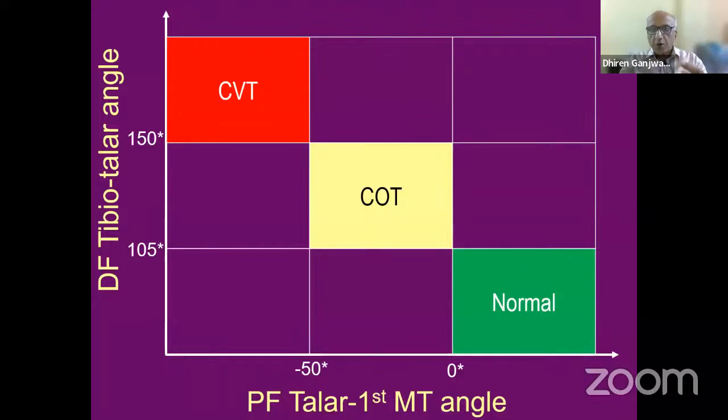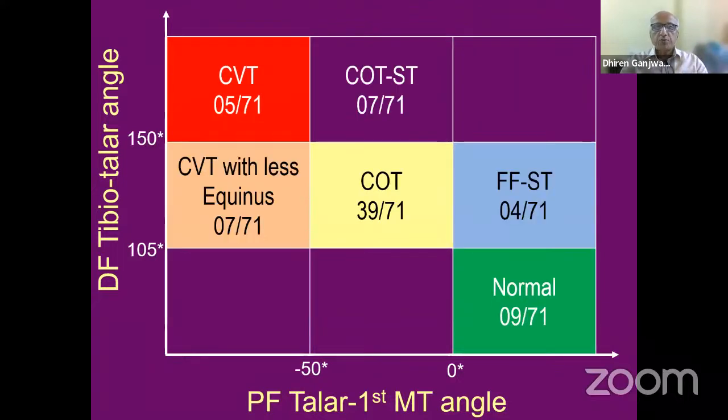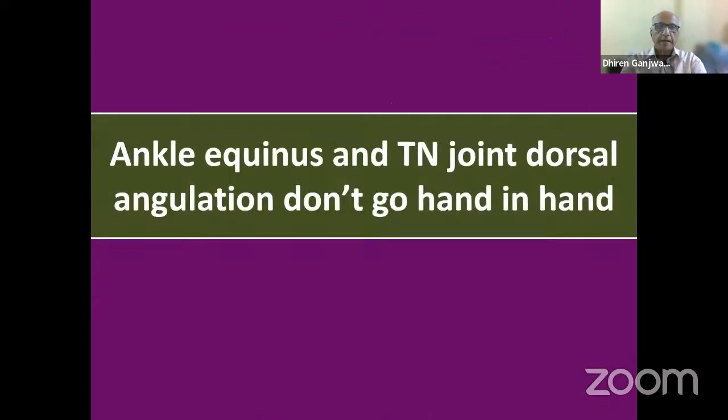However, when we draw a graph, it turns out that it's not only the 3 zones, but also the other 3 zones. So this is the distribution of how these 71 patients came into the different zones. So we realized that it's not one type of vertical talus, but in some types there is less equinus also, or in some oblique talus there is more tendoachilles contracture. So these are the various types of deformity.